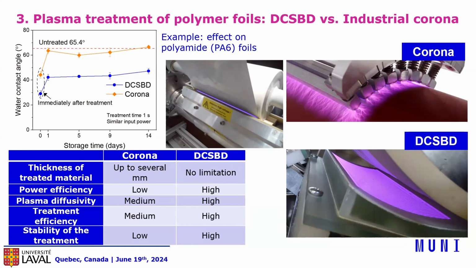But what is really interesting is the stability of the treatment, because when we measure water contact angle again after 1 day, you can see that water contact angle returns back to almost the reference value for corona treatment. But in the case of coplanar, there was some aging effect, but there was a stable value between 40 and 50 degrees. Stable treatment is again due to the diffuse character of coplanar plasma.